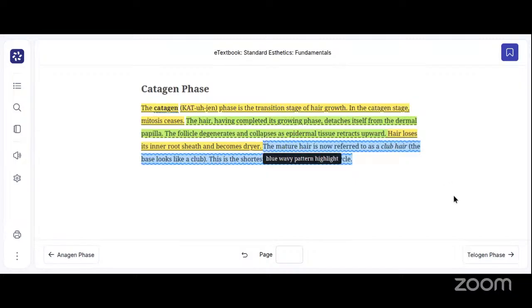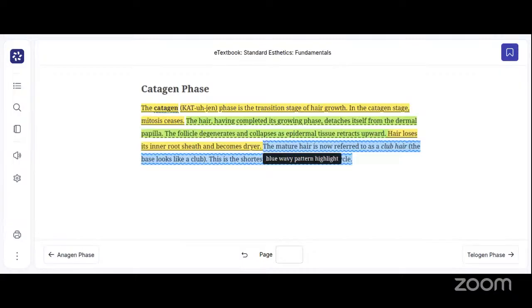Anagen, the longest part of the growth cycle. Catagen, the shortest part of the growth cycle. What happens? It is the transition. The hair has stopped growing, and now we're in a phase of transitioning over to telogen.